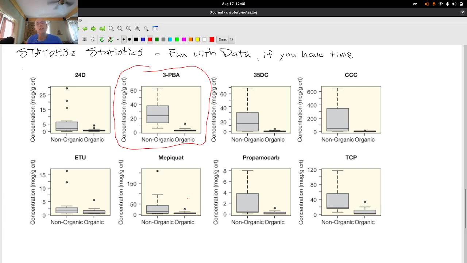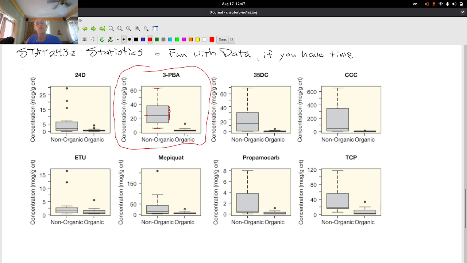When people were eating non-organic food, the amount of 3 PBA that was in their system ranged from pretty low down here to pretty high up here. The median is located there. You can see this distance here is our interquartile range. So there's a wide range of this chemical in the bodies of people in this study.